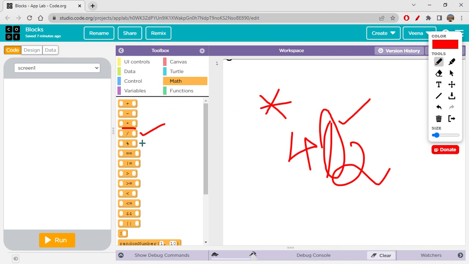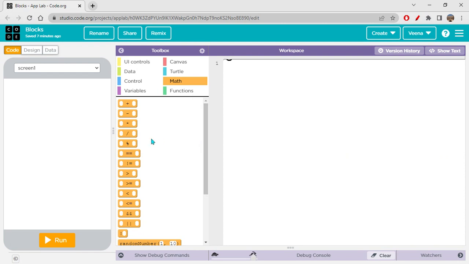Then we have the percentage symbol, something like this one. Here in coding we don't call this a percentage operator. Sorry, this is actually called the modulus operator. The modulus operator is basically used for getting the remainder after performing a division.